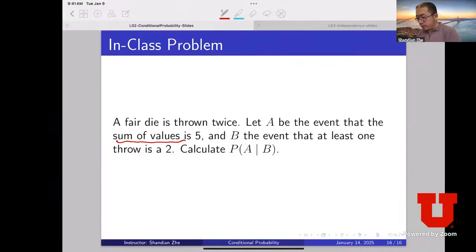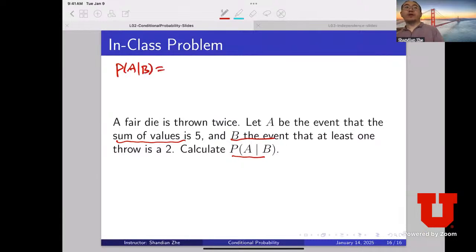Let's continue. We want to look at event A: if you throw a fair die twice, the sum of the values is 5. That's event A. And I want to look at another event B: through the two throws, at least one of them is 2. So we want to calculate the conditional probability of A given B. To see that, we're going to leverage the definition.